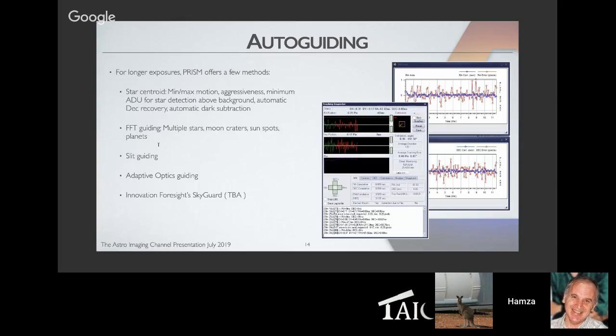FFT guiding is very powerful. It can use a section of your image, or you can set the whole image. So if you have multiple stars in an image, you can use the complete frame to guide on all those stars. We have slit guiding as well for people that need it. Adaptive optics are also supported. And like I said, Innovation Foresight's SkyGuard, and this is to be announced when integration is complete. Are there any questions so far?